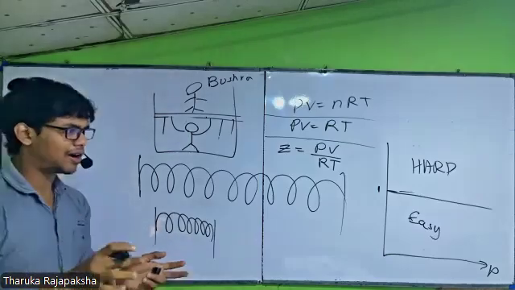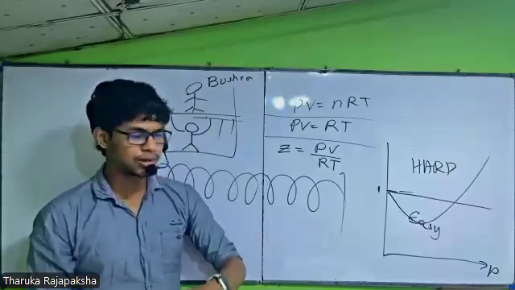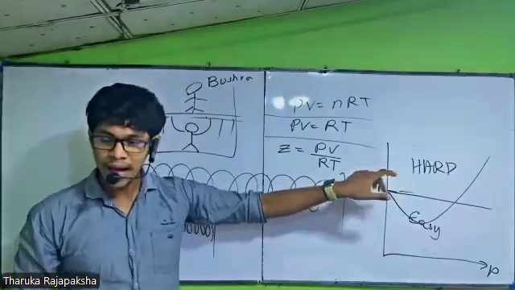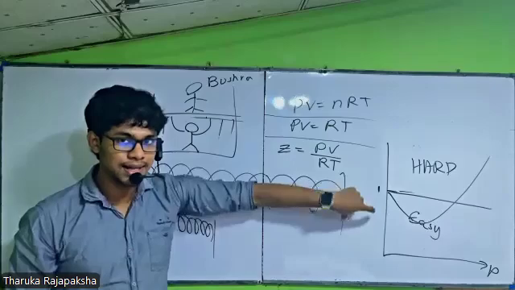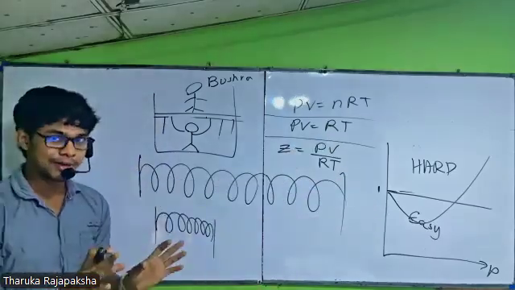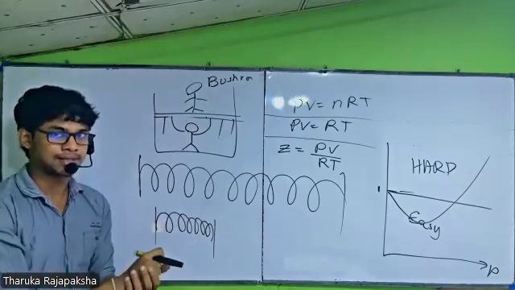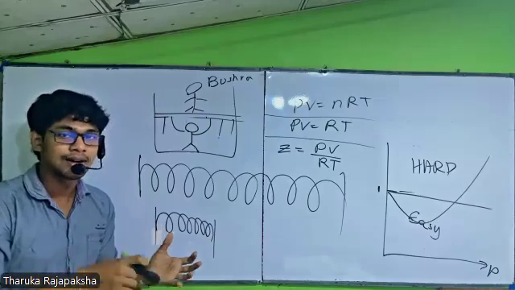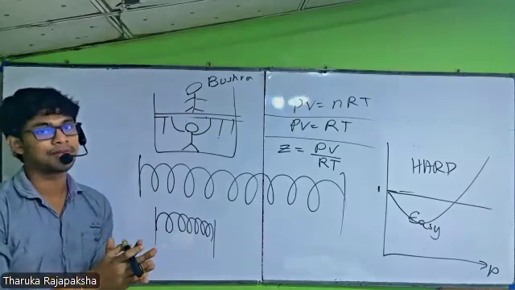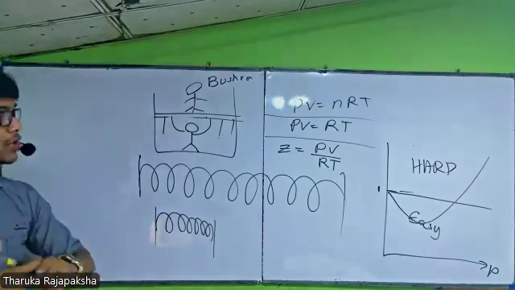Now I drew a graph like this. That means for real gases, sometimes it is easy, sometimes it is hard. Why is that? Let's talk about that in a while. Sometimes real gases are easy to compress, sometimes hard to compress. Did you get this idea?